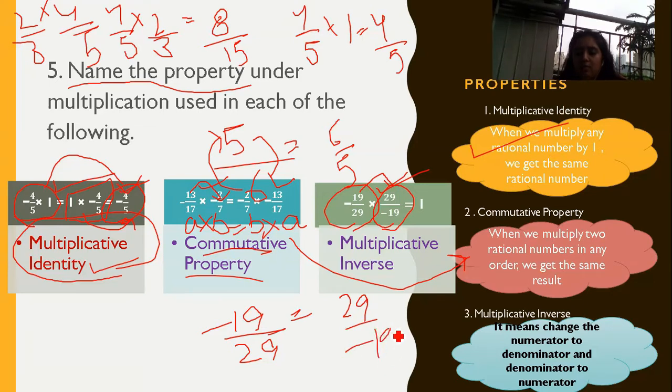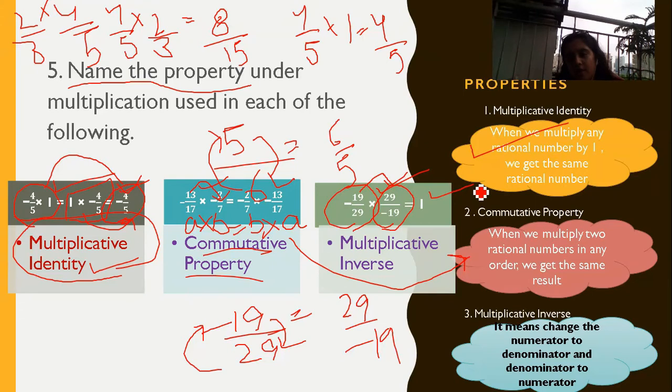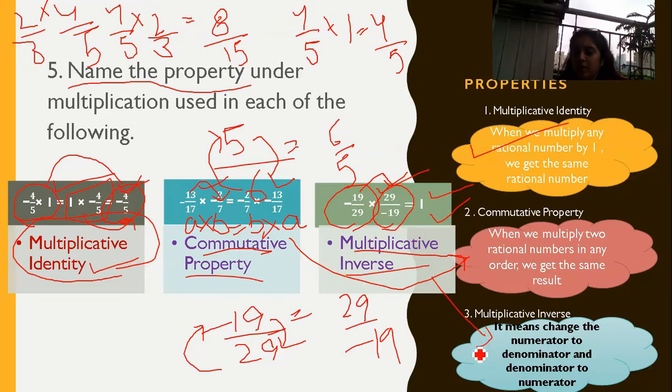I have just told you that multiplicative inverse means just change the numerator into the denominator and the denominator into the numerator. So they have done this, and they have multiplied the rational number with its multiplicative inverse, and the answer they have got is 1. If you multiply any rational number by its multiplicative inverse, you will get the answer 1. So we will say that they have used the multiplicative inverse property.